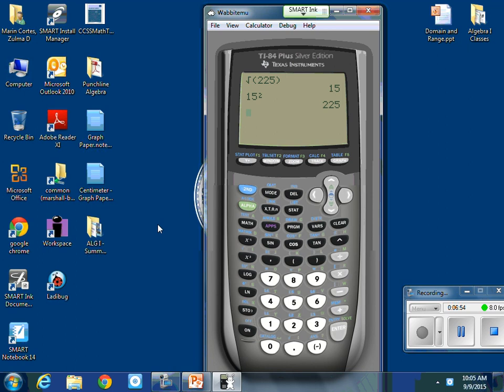But what if I want to do the square root of negative 225? What will the calculator tell me? Now remember, any number squared is always positive. So this is what will happen every time you try to do a square root of a negative number. It will tell you that it's a non-real answer, and then it will tell you that you have an error.